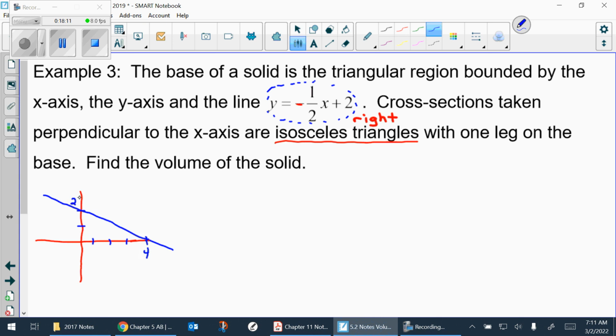So we've got the region bounded by the y-axis and the x-axis. We've got that triangular region right there. And we're going to take cross sections perpendicular to the x-axis. So everything's in terms of x. I take my cross section out here, I just pick it up and stand it on edge. Then I'm going to push it over. And when I do, I get an isosceles triangle.